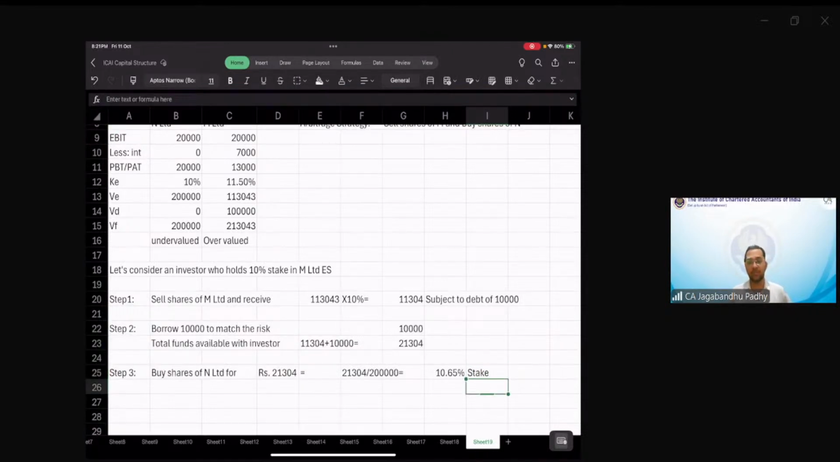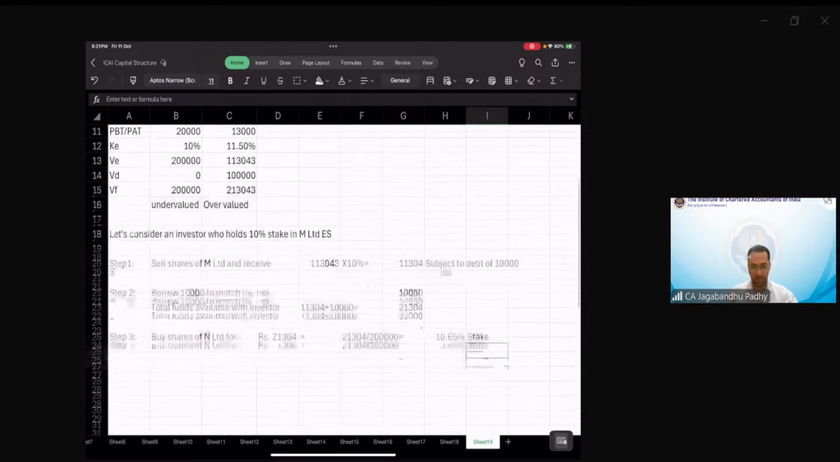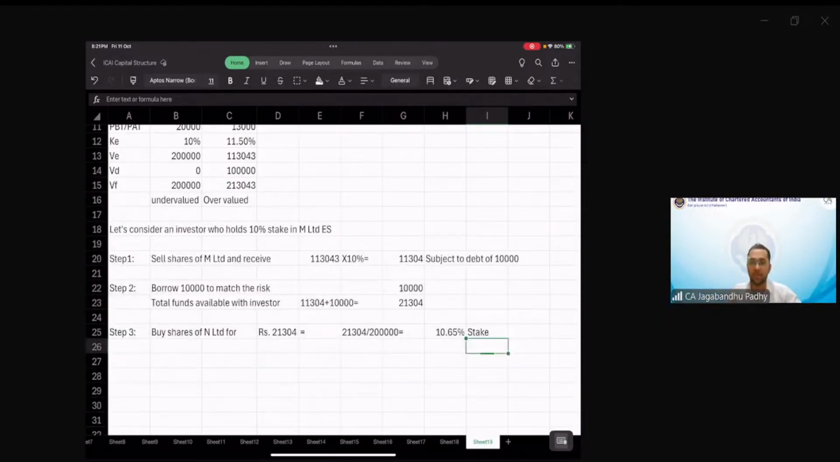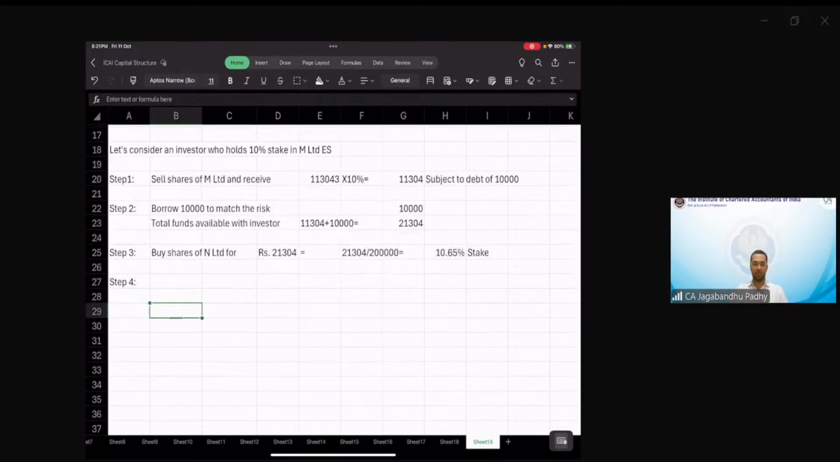So 10.65% stake in N Limited. Correct? So we are getting 10.65% stake in N Limited. Now, the step number 4. Let us do the calculation. So we are going to buy shares of N Limited, basically taking 10.65% stake.